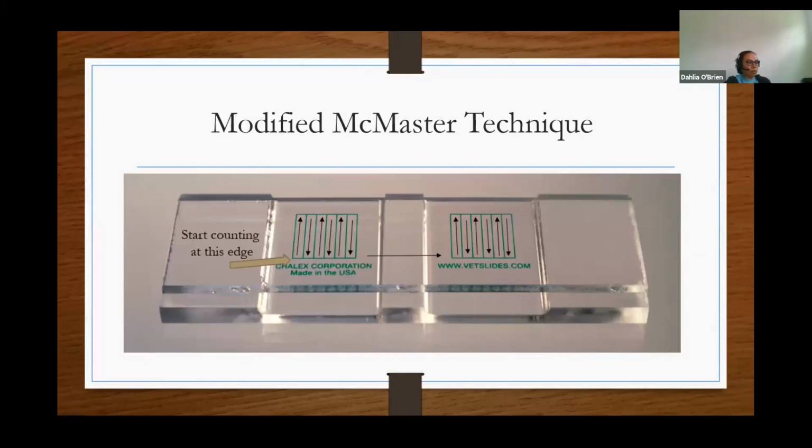So this is a diagram showing you what the MatMaster slide looks like, and when I do it in our lab and when I teach my students, I'll tell them to start at an edge. Start counting at one of the outside edges of that slide, not at a center edge. You can see the arrows showing you. So I would count all the eggs within that lane, going all the way up. Then I move across, come down, move across, go up until I'm finished with that chamber, and then I move across to the other chamber.